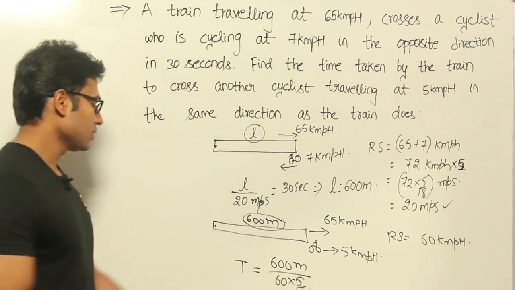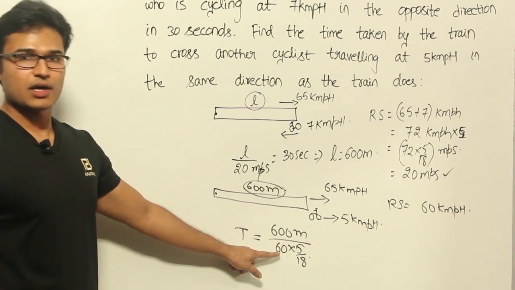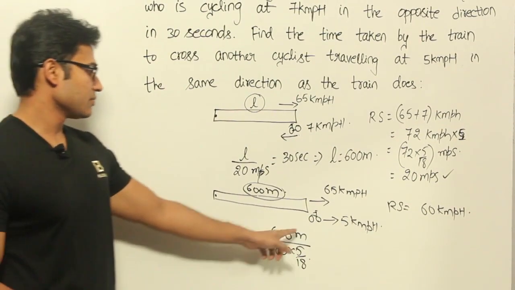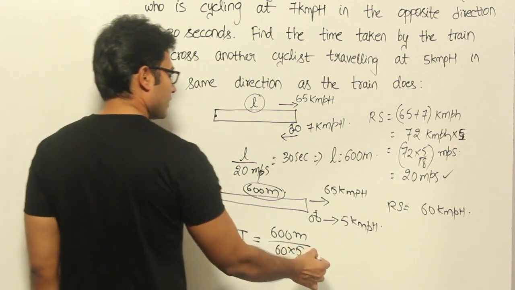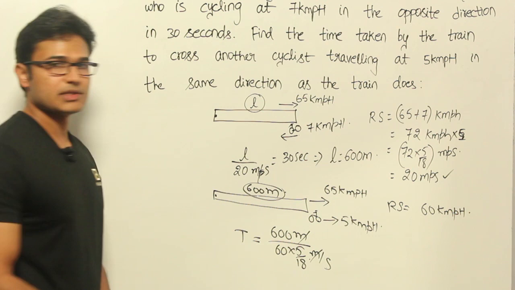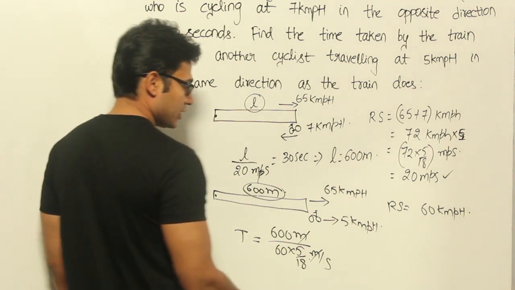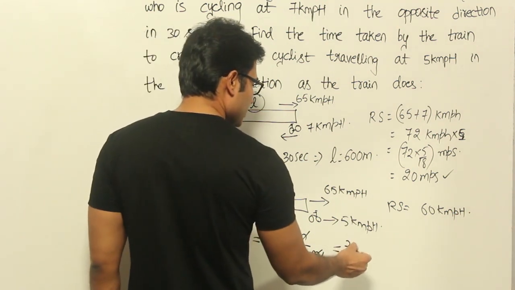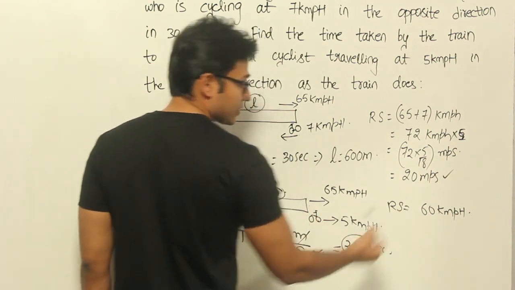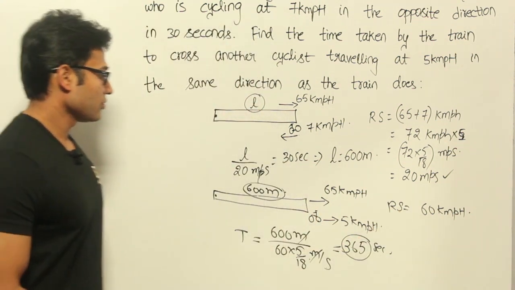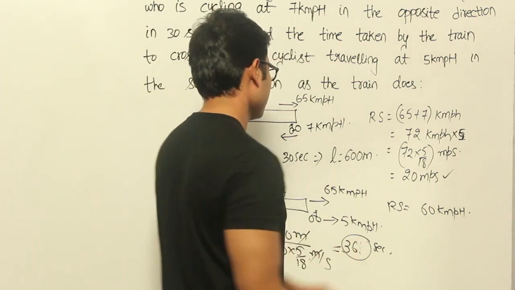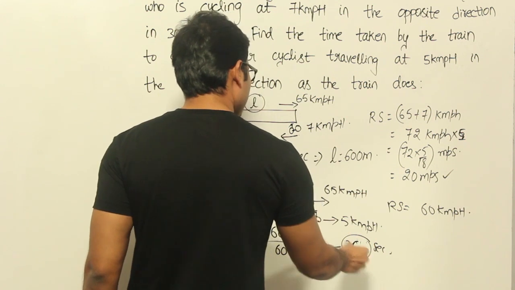Why into 5 by 18? Because 60 is in kilometers per hour. Now when I multiply with 5 by 18, it is going to be meters per second. Since meters and meters, meters per second will be there, these two will be cancelled, and we get the answer in seconds, right? Now if you compute it, the answer is going to be 36 seconds.